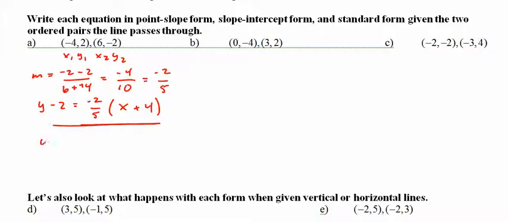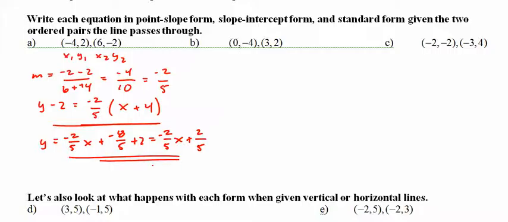Move the 2 over. A little tight on space here. So we get, I gotta multiply it out. Negative 2/5 x plus negative 8/5 plus 2, which is negative 2/5 x plus 2/5. So that's slope-intercept. Now, I would take this or this, multiply everything by 5.